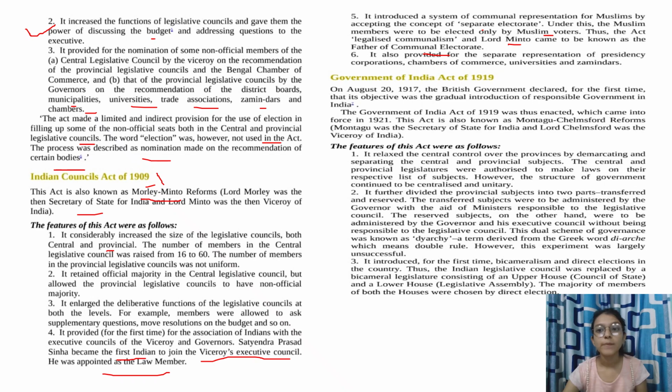It also provided for the separate representation of presidency corporations, chambers of commerce, universities, and zamindars. Then we have the Government of India Act of 1909. On August 20, 1917, the British government declared for the first time that its objective was the gradual introduction of responsible government in India. So they showcased their very aim. The Government of India Act 1919 was thus enacted, which came into force in 1921. This act is also known as the Montagu-Chelmsford Reforms, because Montagu was the Secretary of State and Chelmsford was the Viceroy of India.